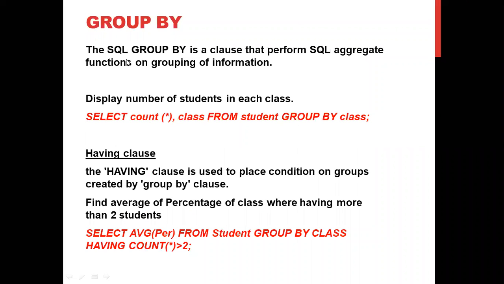Next is group by. Group by is a clause that performs the aggregate function operation on groupings of information. It means if we want to perform the aggregate function for a particular group. For example, if we want the number of students in each class, first we have to create the group for each class: 6, 7, 8, 9. It means group by class, then perform the operation count. This is called group by.